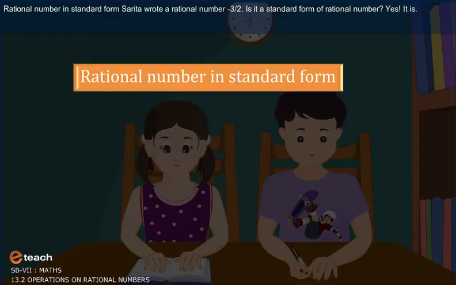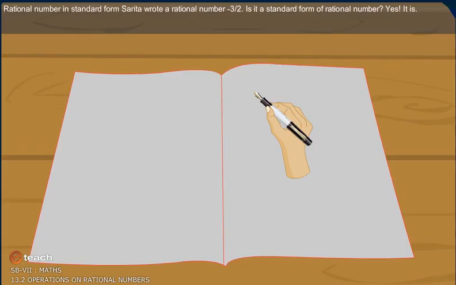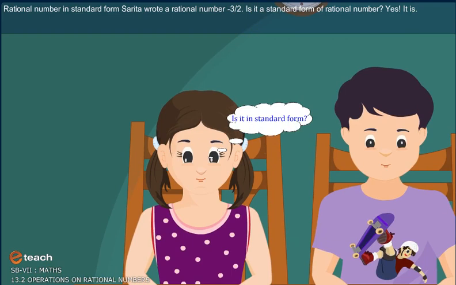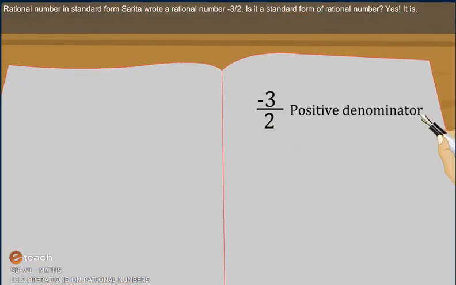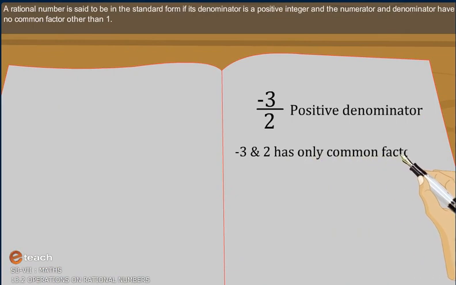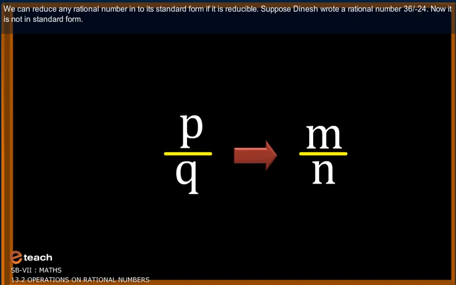Rational number in standard form. Sarita wrote a rational number minus 3 by 2. Is it a standard form of rational number? Yes, it is. A rational number is said to be in the standard form if its denominator is a positive integer and the numerator and the denominator have no common factor other than 1. We can reduce any rational number into its standard form if it is reducible.